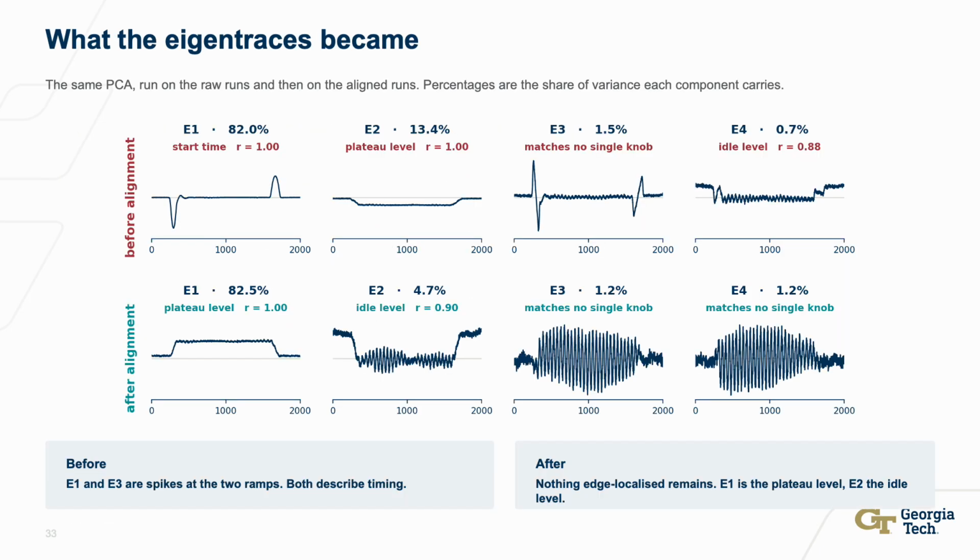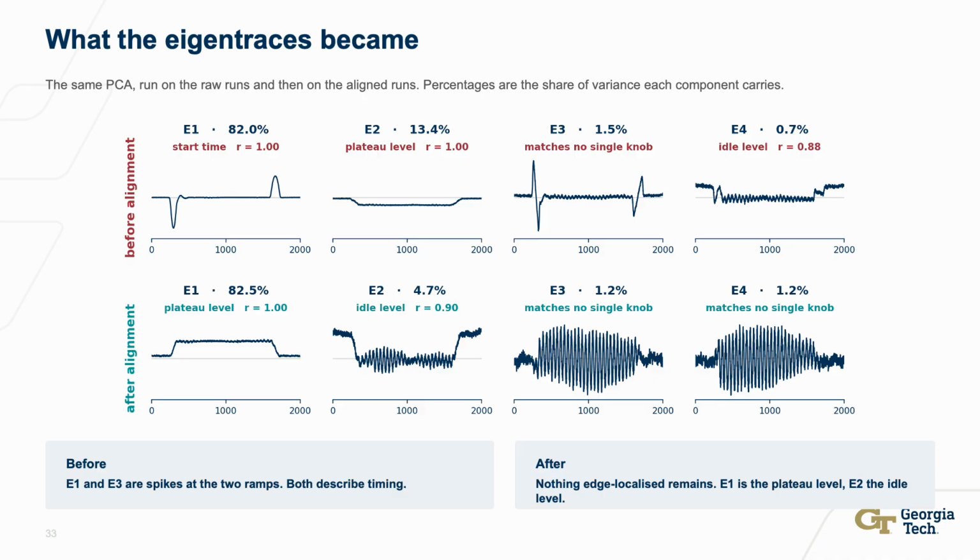Here are the eigentraces themselves, before and after, side by side. Top row, before. The first component is the pair of spikes sitting on the 2 ramps. The third component is the same thing again, a sharper pair of spikes on the same 2 ramps, carrying 1.5%. So 2 of the 4 components are describing timing. The second is the plateau block, and the fourth is the idle level.